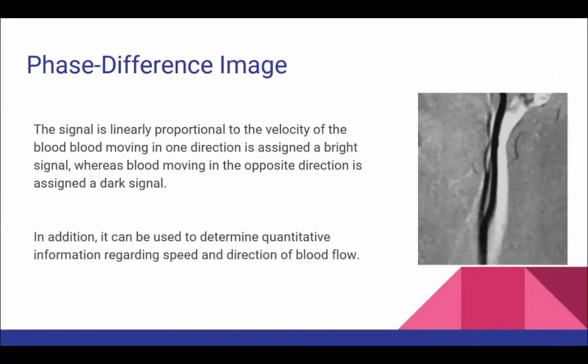In a phase difference image, the signal is linearly proportional to the velocity of the blood moving. Blood moving in one direction is assigned a bright signal, whereas blood moving in the opposite direction is assigned a dark signal. This characteristic of phase difference images permits arteries to be effectively differentiated from veins when they are aligned antiparallel to each other. Phase difference images can also be used to detect retrograde flow. In addition, they can be used to determine quantitative information regarding speed and direction of blood flow.